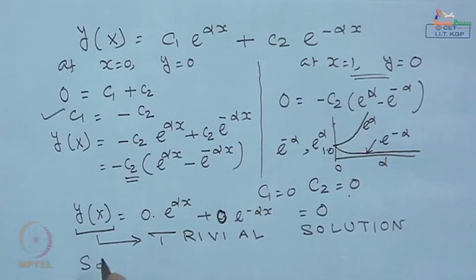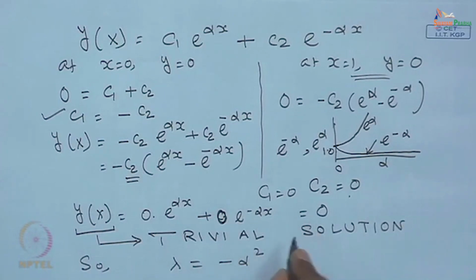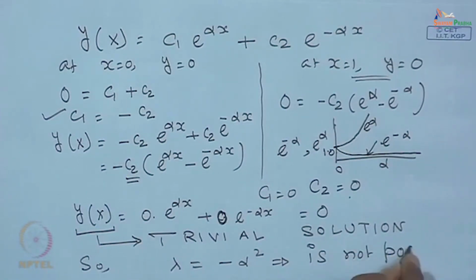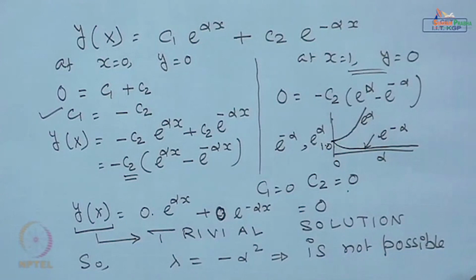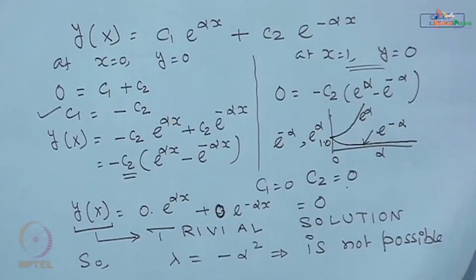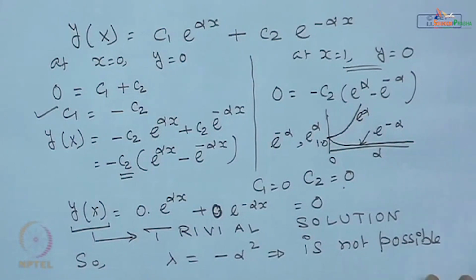Therefore, lambda cannot be a negative quantity; lambda equal to minus alpha square is not possible. If you remember, we have 3 choices for real value of lambda. Lambda is 0, that is ruled out because we get a trivial solution. Then lambda is negative, that is also ruled out because we get a trivial solution. So, the only option that we are left with is lambda positive.